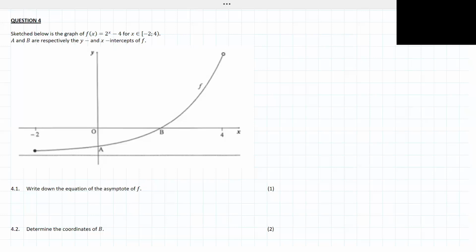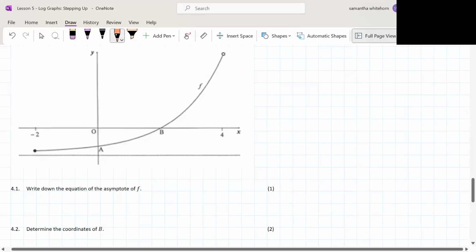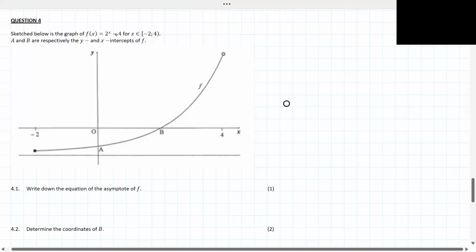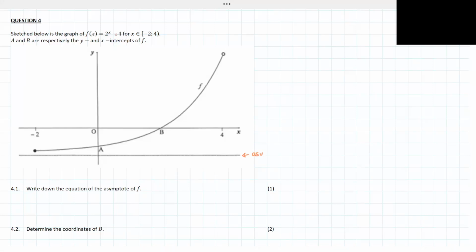A and B respectively are the y and x intercepts of f. Okay, so a couple of things we want to break down, a couple of things we want to make sure we understand. We've only got one graph, we're happy with that. Remember, this is our asymptote because we can clearly see that the graph has been moved down. So this is at y equals negative 4.